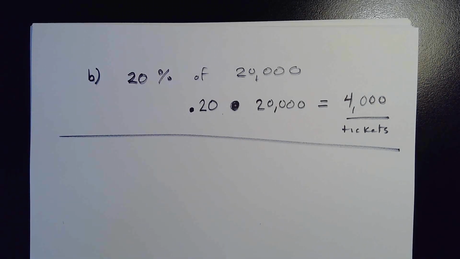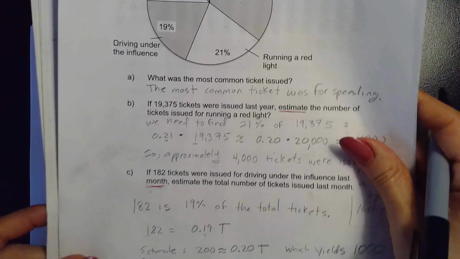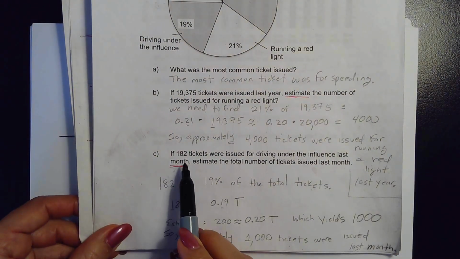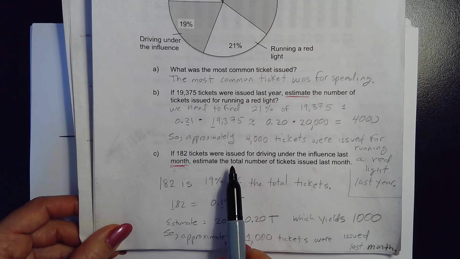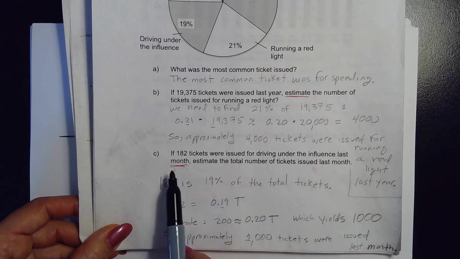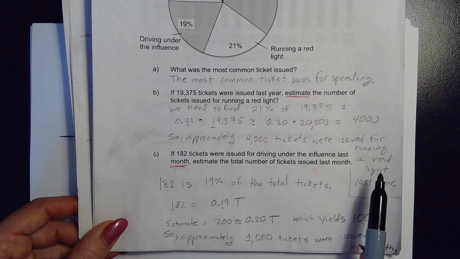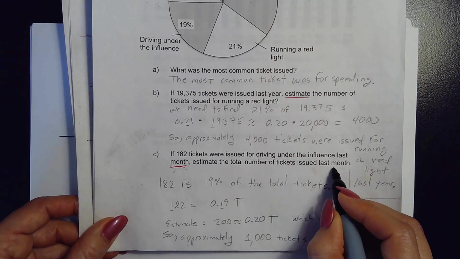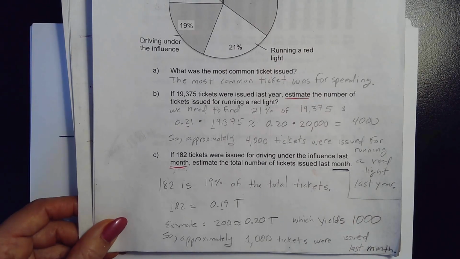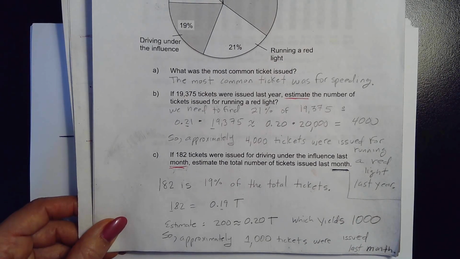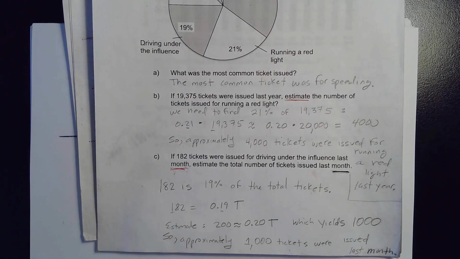Now, part C, let's do part C. Part C says, if 182 tickets were issued for driving under the influence last month, estimate the total number of tickets issued last month. Notice that they're asking me for last month and not year, and I only know numbers for last year. But you're going to use the same percentages that were given for a year. You're going to use them for the month, okay? So you use the same percentages.